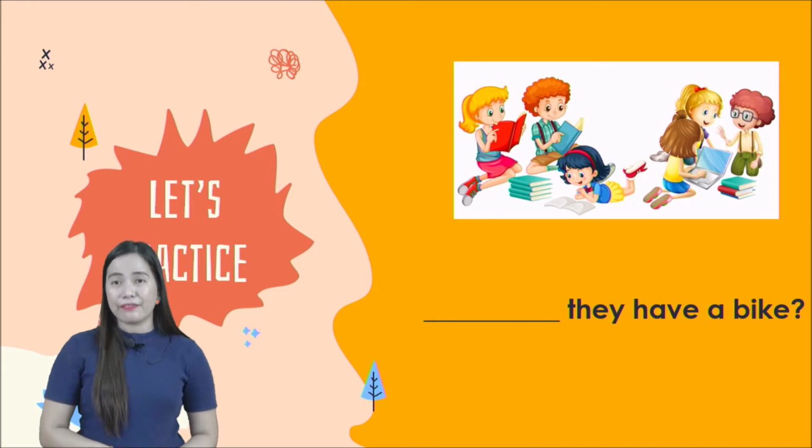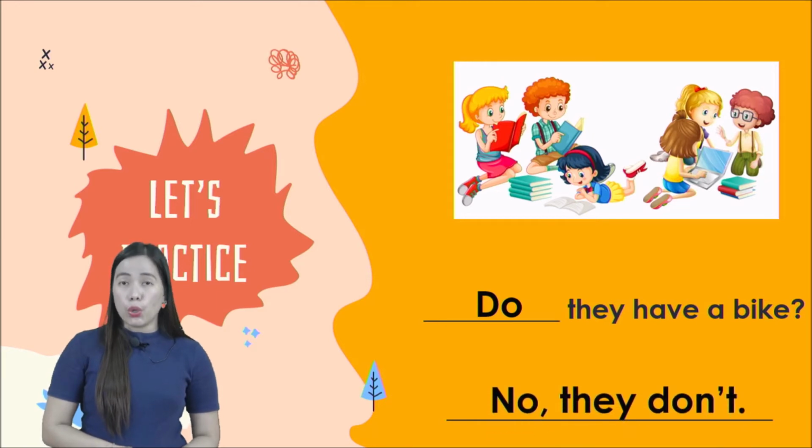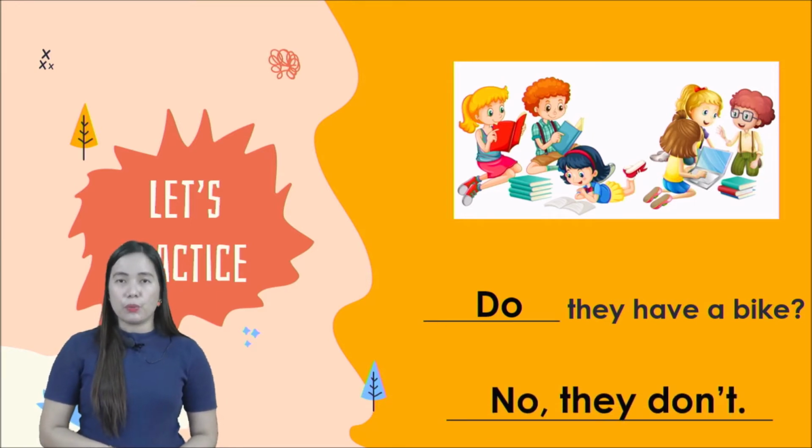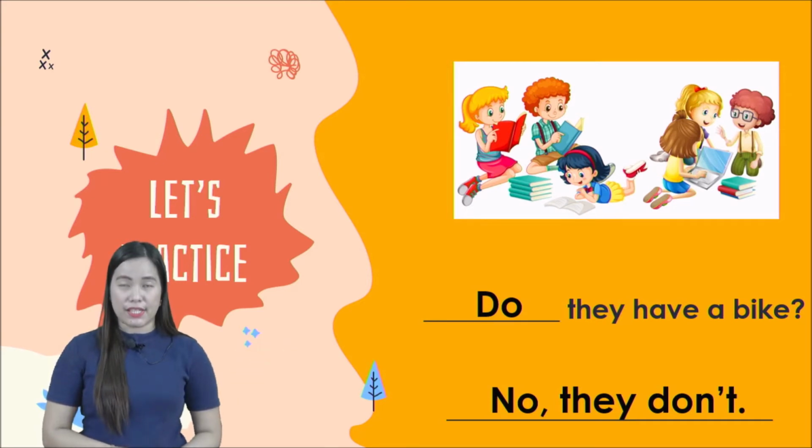Blank, they have a bike. Oh, what you will use? There are many and your subject is they. What you will use? Does or do? Very good. You will use do. And for the answer, no, they don't. Why you use don't? Because they don't have bike, right? They have books. Okay? Don't is the negative of do. Okay?